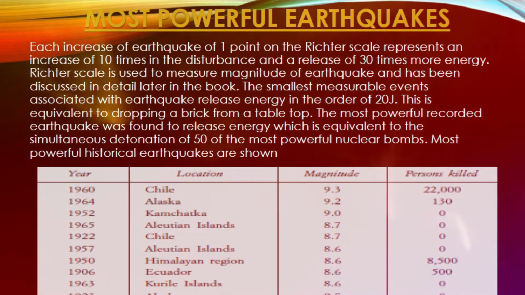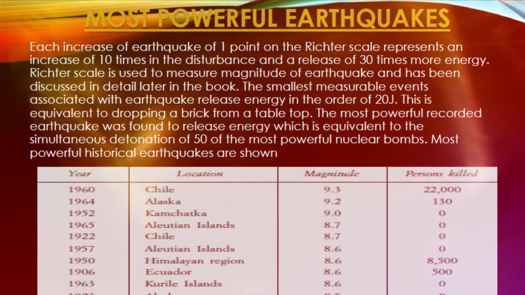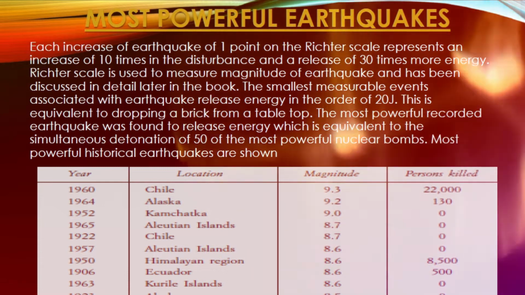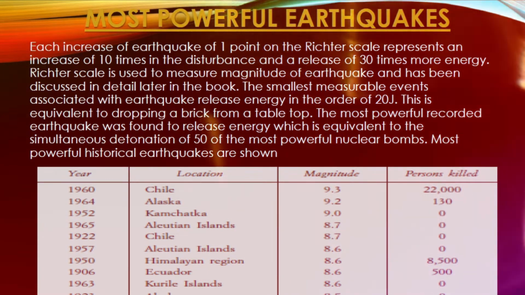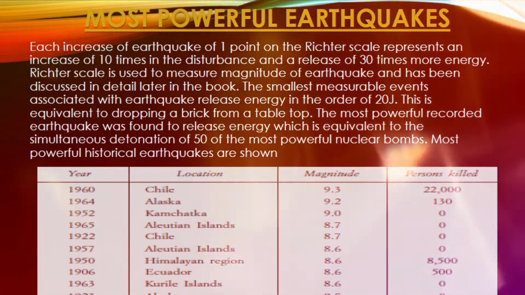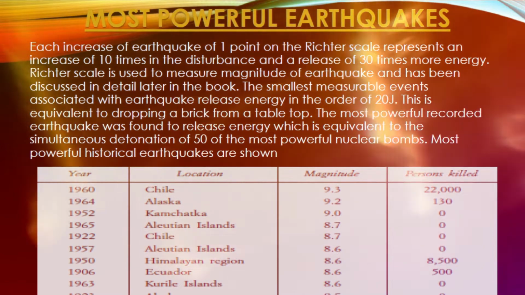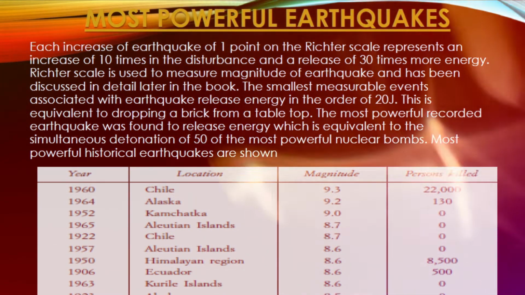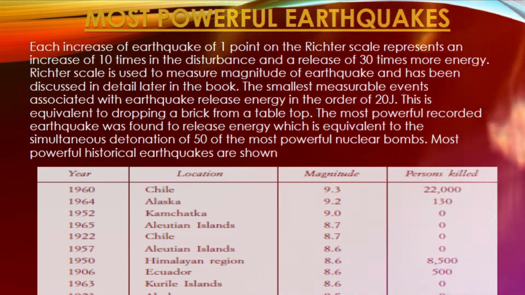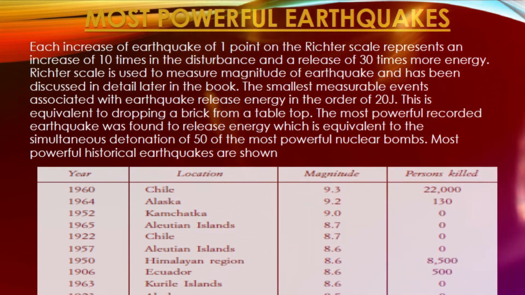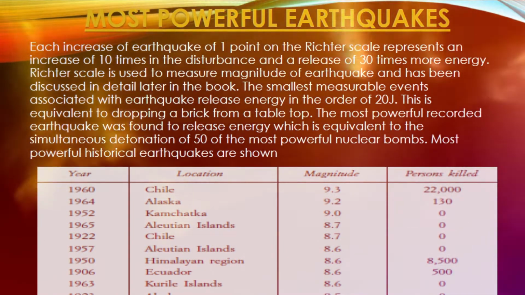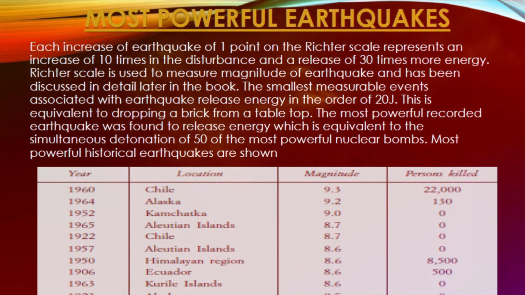Now we move toward the next topic, most powerful earthquakes. Each increase of 1 point on the Richter scale represents an increase of 10 times in the disturbance and a release of 30 times more energy. The Richter scale is used to measure the magnitude of earthquakes and is discussed in detail later in the book. The smallest measurable events associated with earthquakes release energy in the order of 20 J. This is equivalent to dropping a brick from a tabletop. The most powerful recorded earthquake was found to release energy equivalent to the simultaneous detonation of 50 of the most powerful nuclear bombs. Most powerful historical earthquakes are shown.